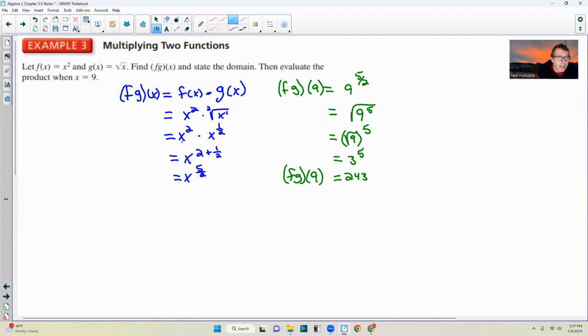I haven't stated the domain yet. Okay, so remember, this is the same as x times the square root of x to the 5th, and 5 is odd, so a negative will become negative when you take it to an odd power. So I can't have the square root of negatives. So my domain is x is greater than or equal to 0. That is my domain. Okay, so that is problem number 3, example 3.